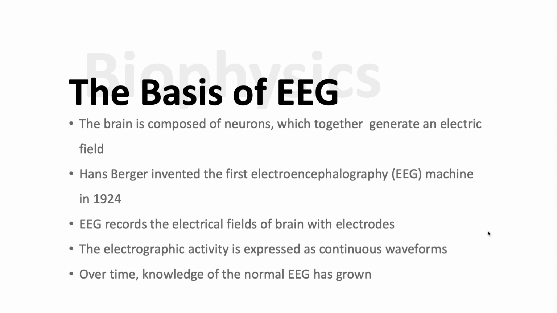The EEG records electrical fields of the brain with electrodes, and this activity is expressed as continuous waveforms. Over time, we've added more electrodes and built on the knowledge of different EEG patterns. I'll expound upon this as this lecture progresses.